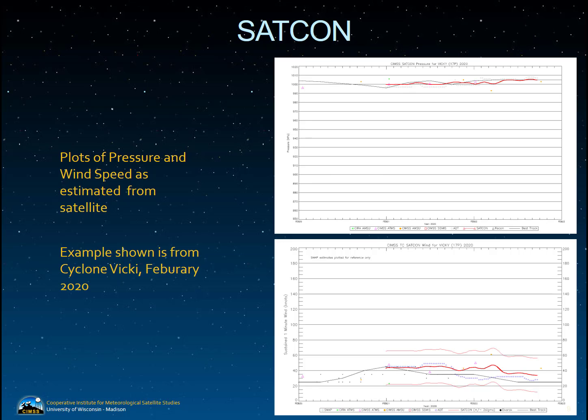SATCON gives plots of pressure and wind speed as estimated from satellite. This example is from Cyclone Vicky back in February of 2020. You can see estimates of the maximum sustained winds and of the mean sea level pressure.